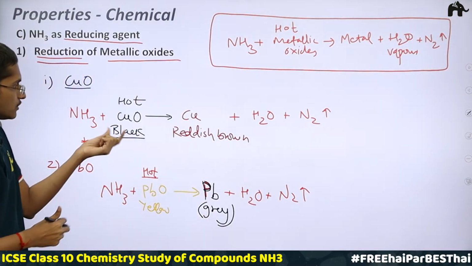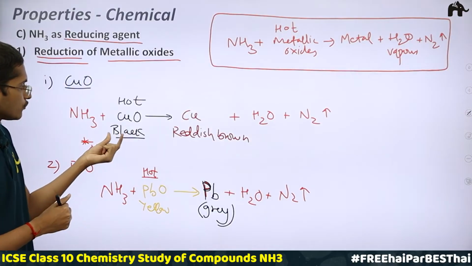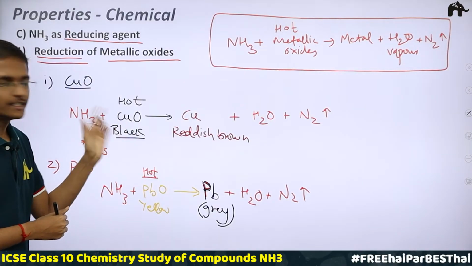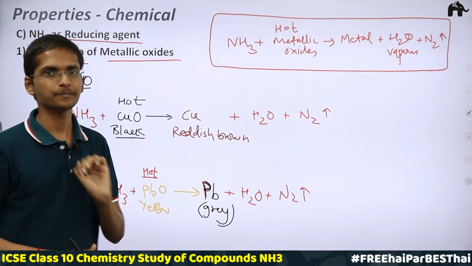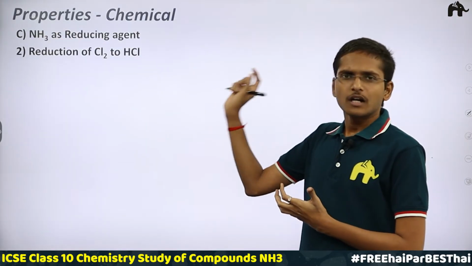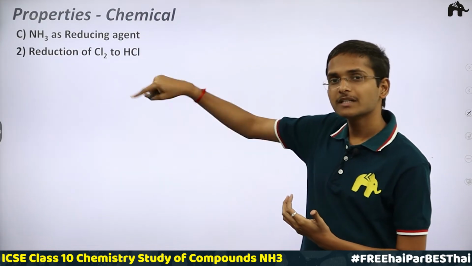Here also, if I would have said copper, here also you would write black copper(II) oxide is turned into reddish brown substance. Not copper. Very clear? Now let's see the ammonia, which is acting as a reducing agent, in another type of reaction.